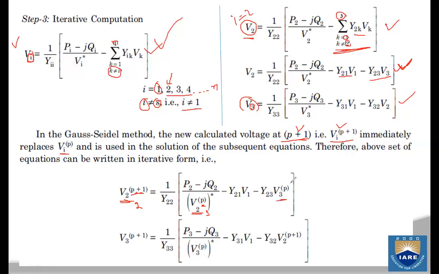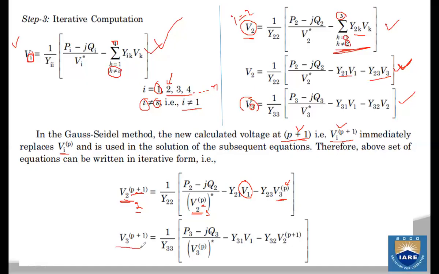This V3 is in previous iteration values. Okay, we are calculating it for the second iteration. This V2 will be the first iteration value. Now this voltage V1, which is the slack bus voltage, is a fixed value. In any iteration this voltage is fixed.